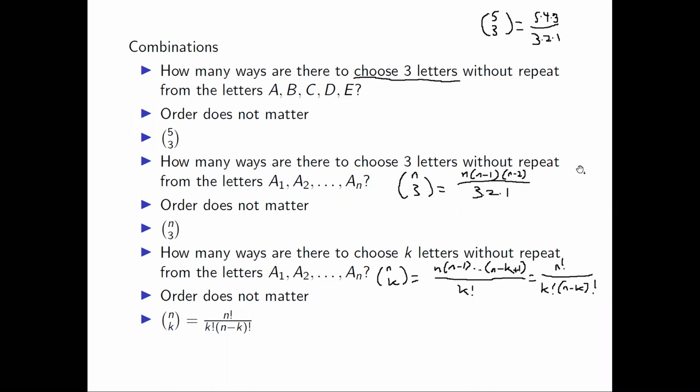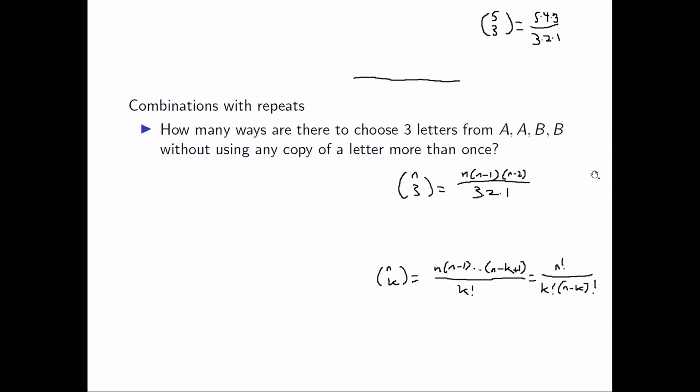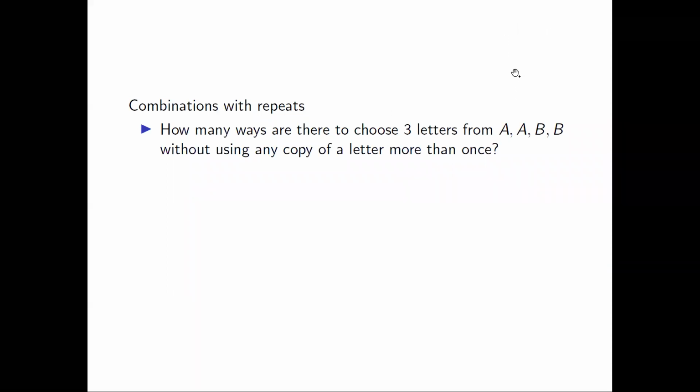And the question is, what happens if we have repeats? So let me clear a little so we can look at that. For example, in the simplest case, how many ways are there to choose 3 letters from AABB without using any copy of a letter more than once? So we're allowed to use a letter more than once, so we can use 2 A's or 2 B's. We just can't use any copy of a letter more than once. So we can't use this A right here more than once. We can't use this B right here more than once. But it's fine to have 2 B's because we have 2 copies of B.